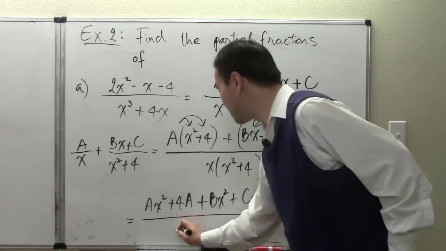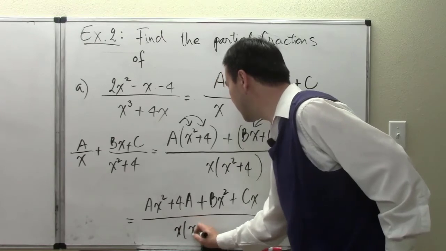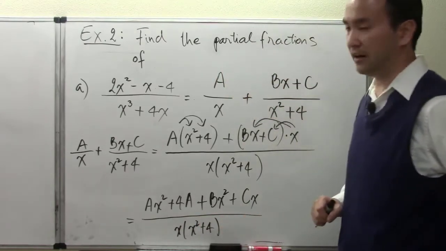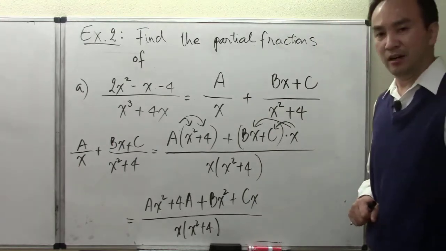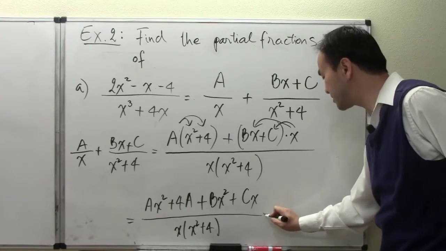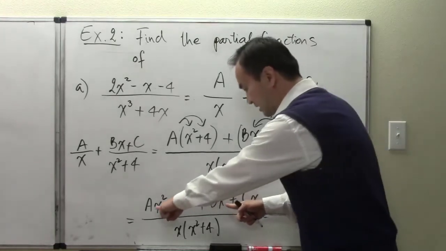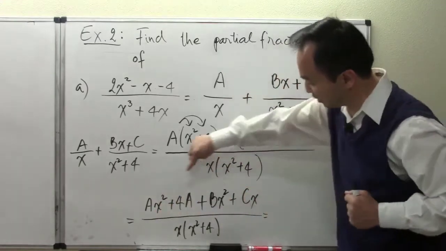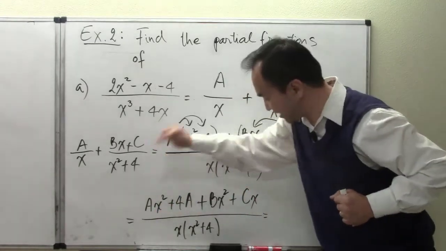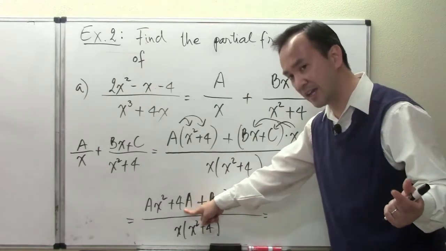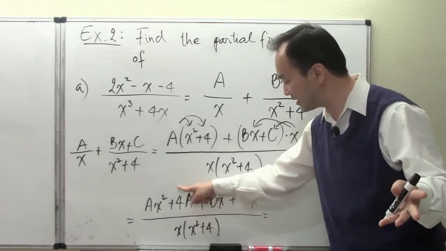Okay, and over x times x squared plus 4. So that's how far I'm getting right now. And so now I can further recombine like terms. I'm going to see that ax squared and bx squared are like terms in the sense that they are all the x squared terms. Then there's a cx term, which is the only x term, and that 4a has no x associated with it. This is the constant term.